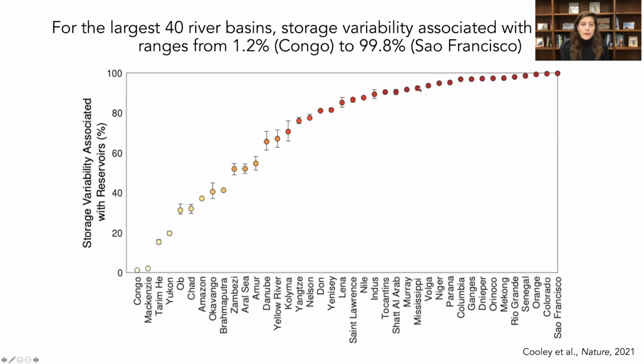We can similarly plot these patterns for the 40 largest river basins. So here you can see that really low percentages of variability is found in places like the Congo or in Arctic river basins like the Mackenzie. In contrast, there are heavily populated basins like the Ganges, the Mekong, the Rio Grande, the Colorado, San Francisco, where 95%, even 99% or more of the variability is occurring in reservoirs, which really emphasizes just the degree to which humans are modifying the hydrology of these basins.